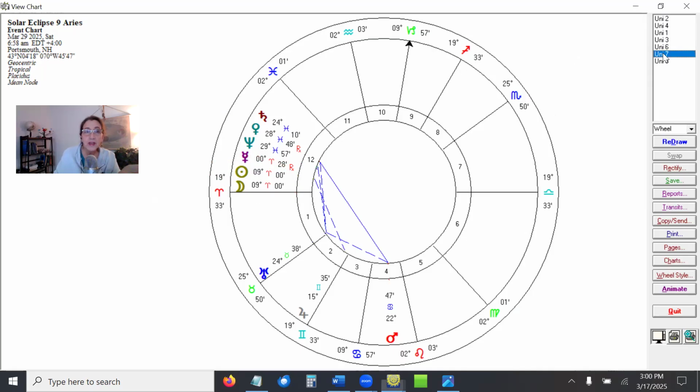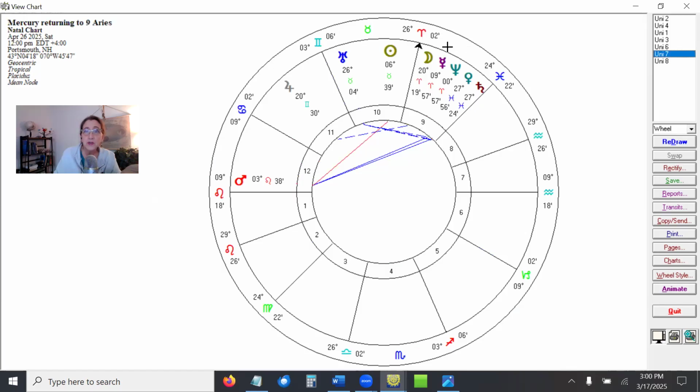The next chart that has something at 9 degrees of Aries, here's Mercury at 9 degrees of Aries. Well, at that moment in time, it's up in the 9th house. We still haven't figured out where it is in your chart yet, so stay with me. And this is on April 26th. Mercury is at 9 degrees of Aries. It's really significant because that's a place where we're feeling a lot of movement and action.